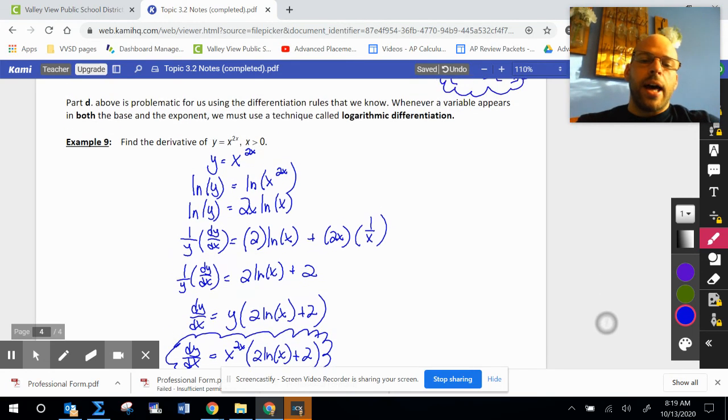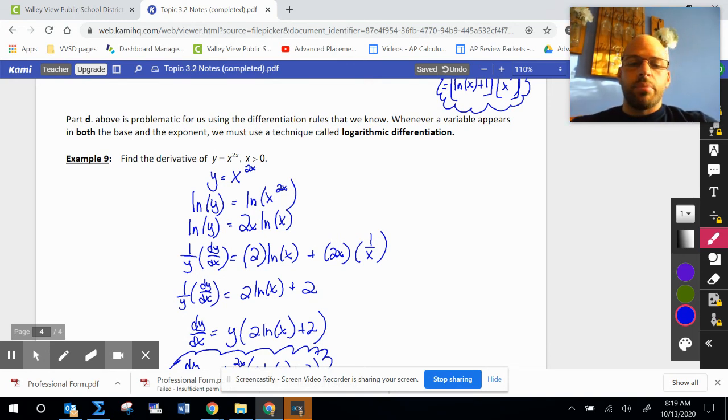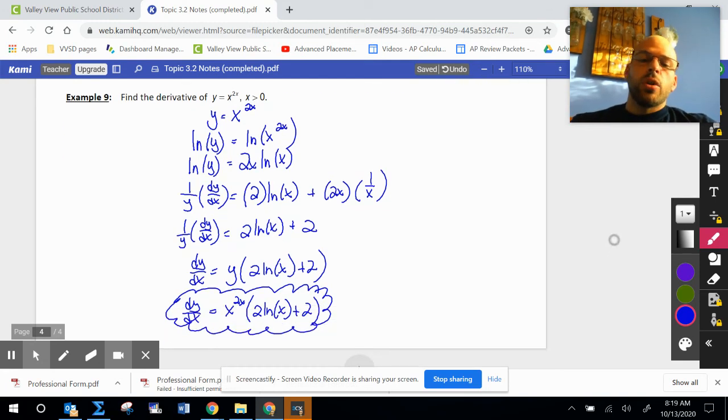Again, it doesn't pop up a lot, but it does pop up every so often. So I just want to show you how that works. But in order to do it, you have to know how to use this implicit, how to take the derivative of y's rather than x's, right? So just a heads up.